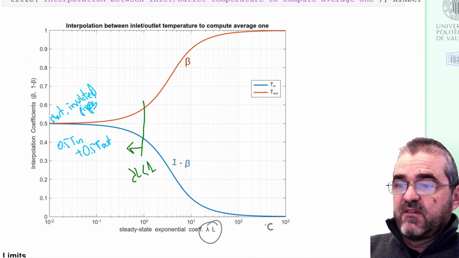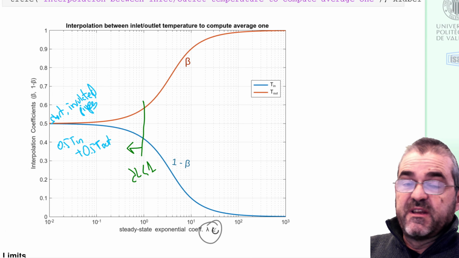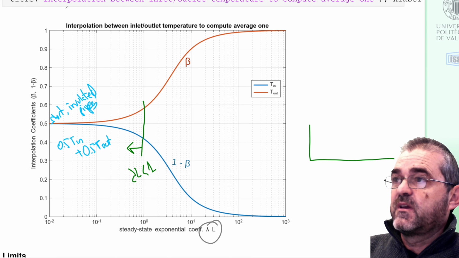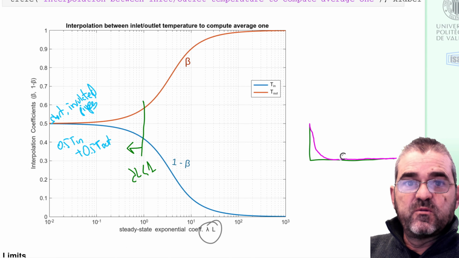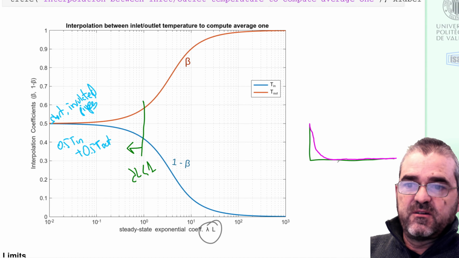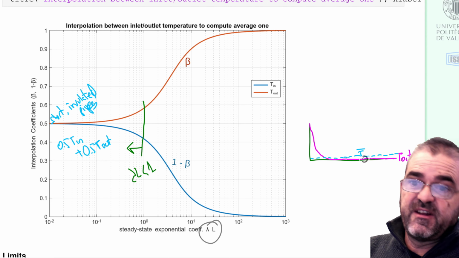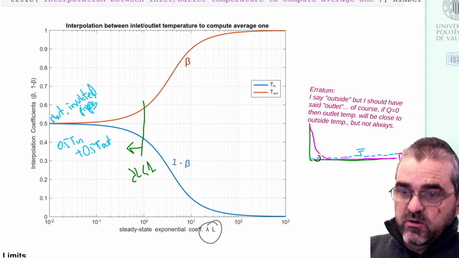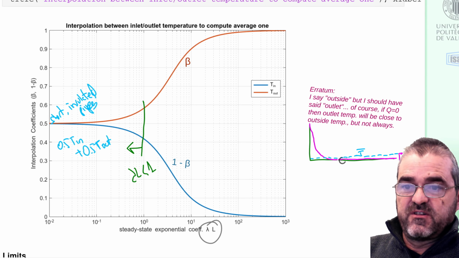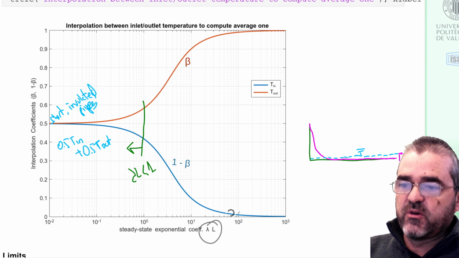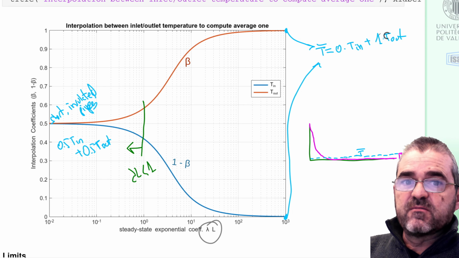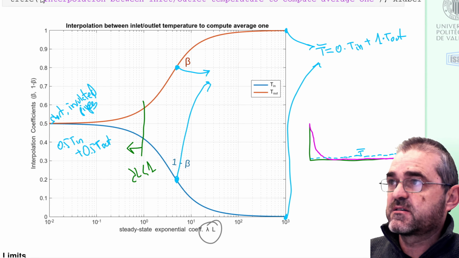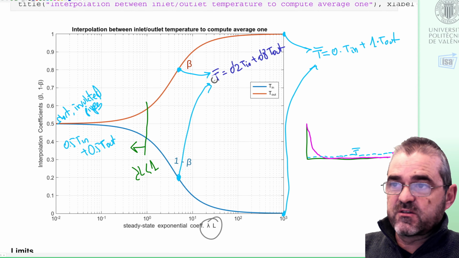On the other end, if lambda L is very large, which means a long heat exchanger or a very conductive one, in such cases, the temperature profile will be a fast decaying exponential, or a slowly decaying one, but okay, for a very long pipe. So in these cases, the average temperature will be very similar to the outside temperature because for most of the length of the pipe the temperature is very similar to the outside one. So in the limit, we'll have this kind of behavior. Of course, intermediate cases will have formulas like this one.